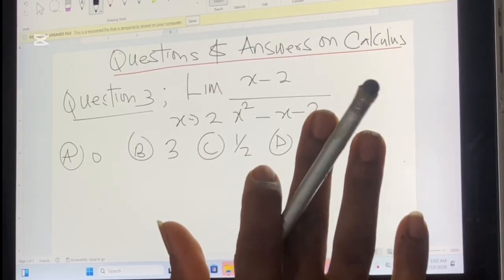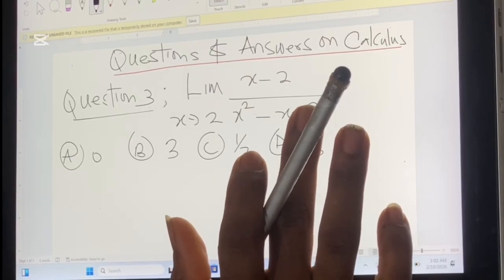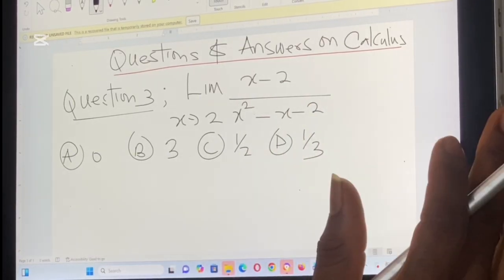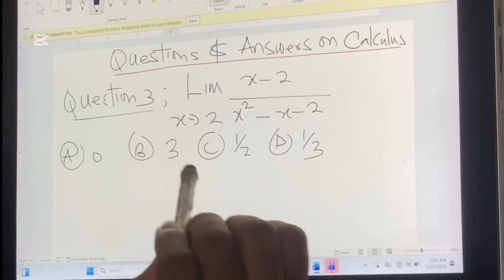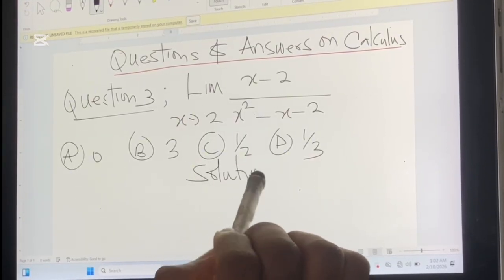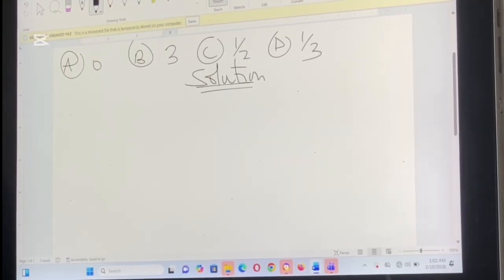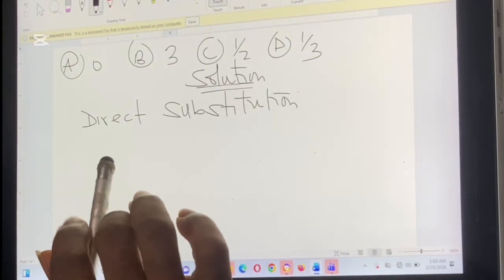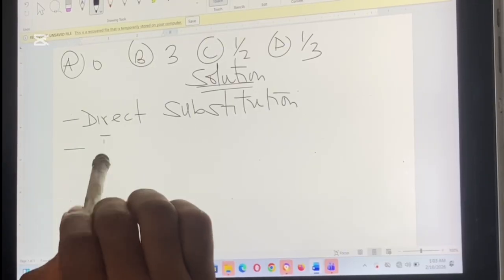Now before we solve this question here, class, let's understand the methods of solving limit. Solution first. Now, class, the first method of solving any question on limit is direct substitution. The next method here is the factorization method.